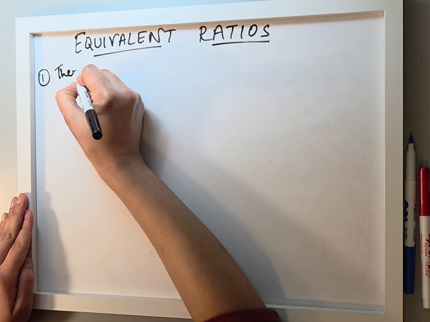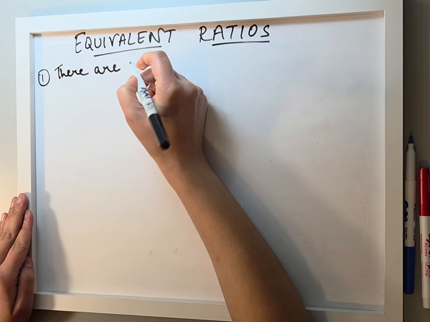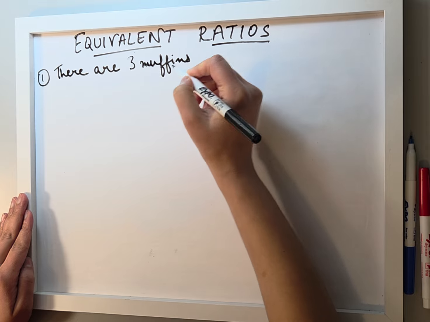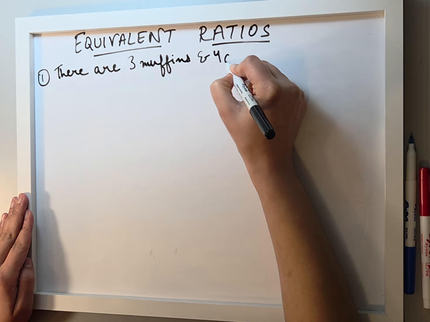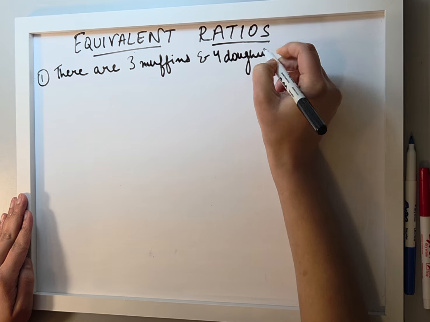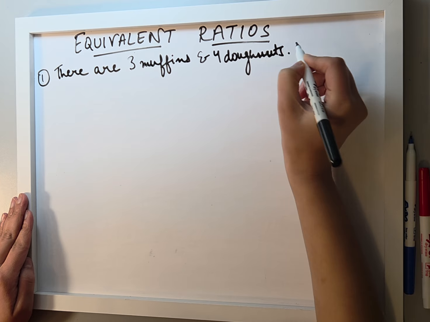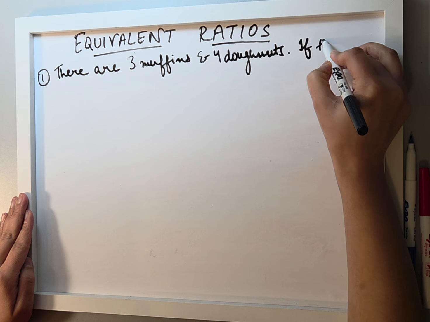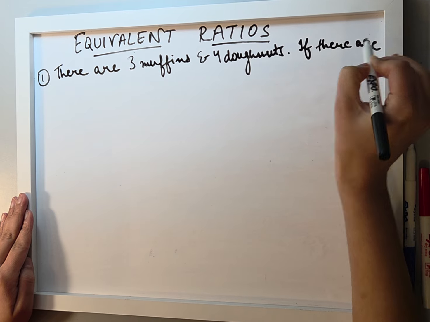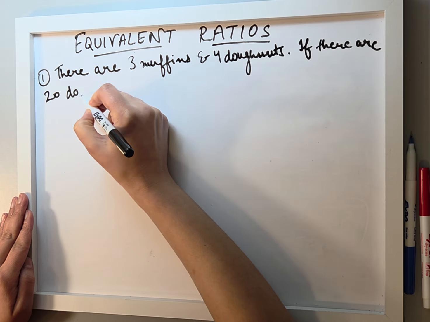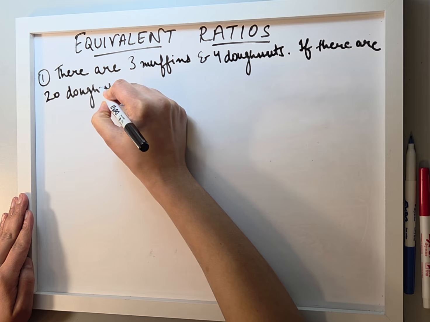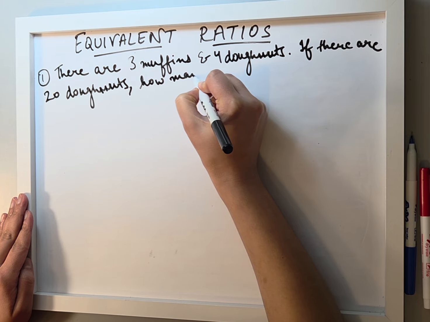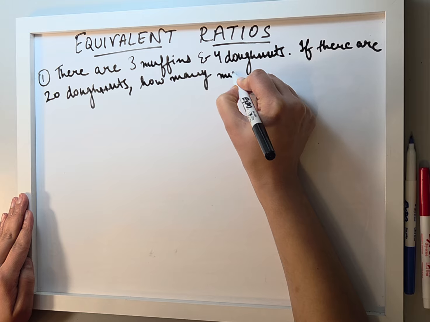So there are, let's say, three muffins, okay, and four donuts, okay. And now if there are 20 donuts, how many muffins are there?